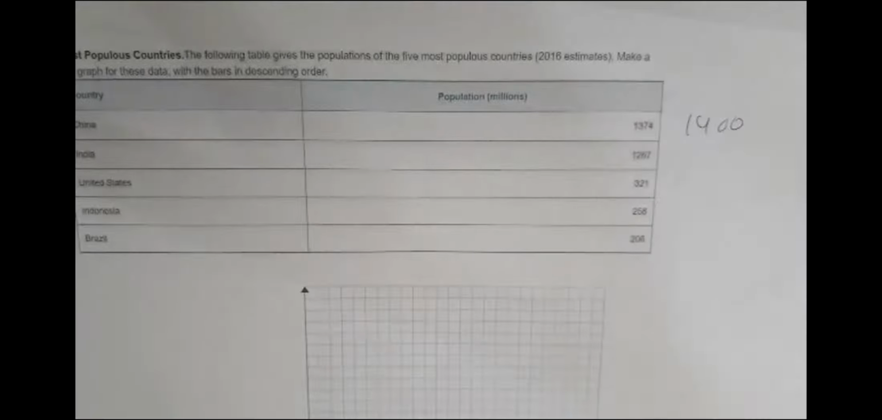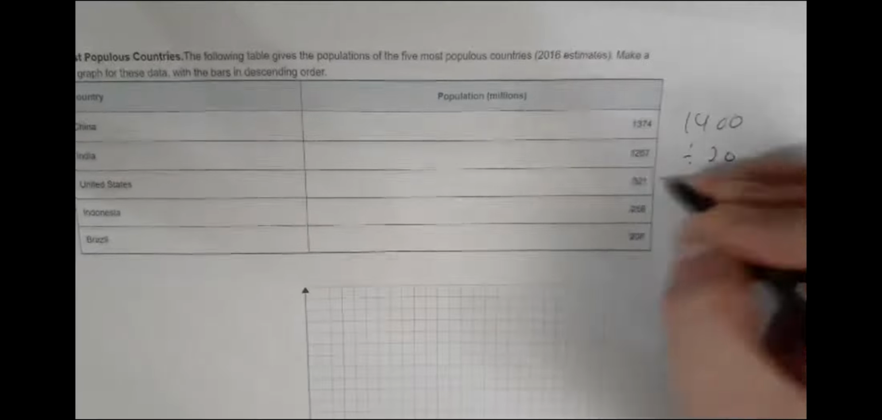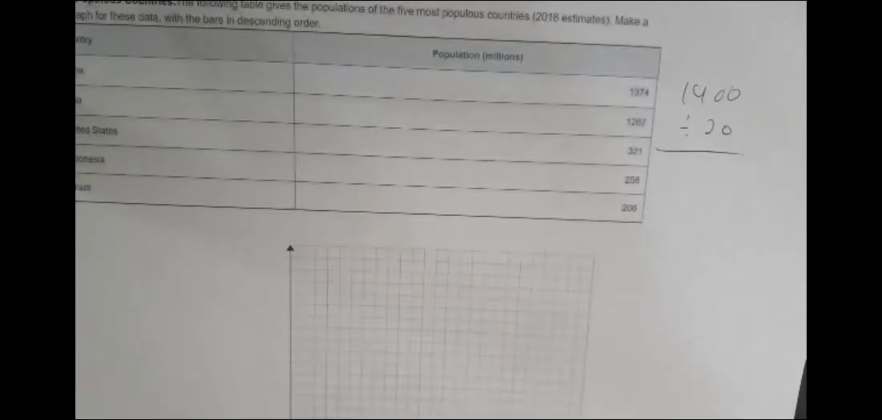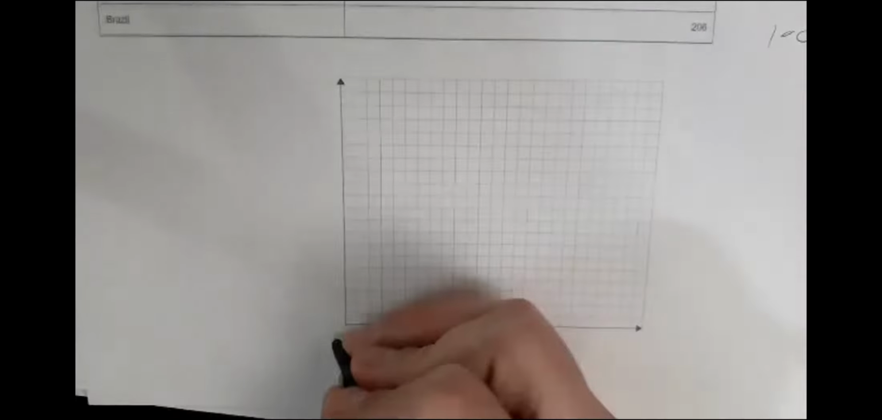This goes up to about 1400. I want to do it within the tick marks. So if I want to know what my scale has to be, I'm going to do at least 1400 divided by 20, so at least 70. I'm probably going to bump this up to 100 for each tick mark. So if I do 100 each tick mark, I'm starting off at 0.